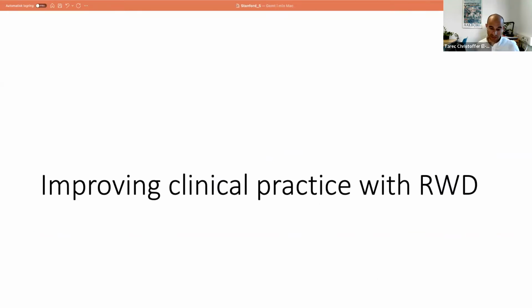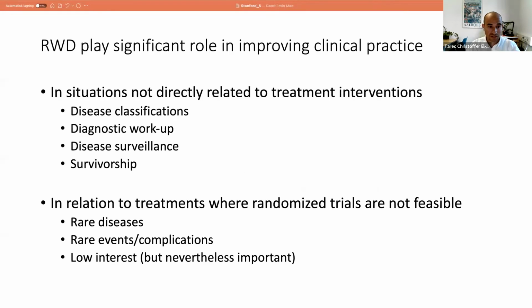So I'll just spend 15 or 20 minutes talking about different aspects of real-world data, like how we can use it directly in clinical practice to improve clinical practice. And I think there are so many ways we can use real-world data today, because there are so many situations that are not directly related to treatment and that are not explored in randomized trials or not even in trials. This is, for example, how we classify disease, how we do our diagnostic workup before the lymphoma diagnosis, how we do disease surveillance, or what to look for in patients that have completed treatment, like how to improve survivorship, how to look for late toxicity and which ones.